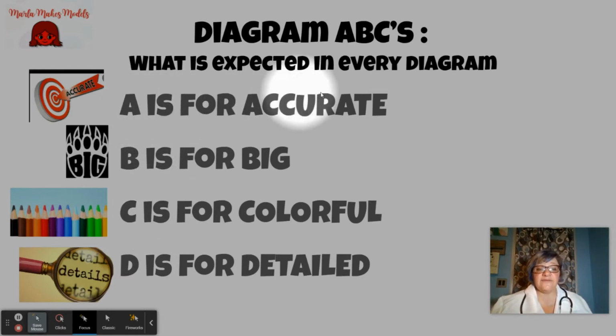So A is for accurate. That means it's correct. In this case, in this beginning, correct doesn't mean the right answer. It means correctly shows your thinking. B is for big. C is for colorful. And D is for detailed. Go ahead, take a moment, pause, and just fill in these underlined parts in your notes, and then we'll go over each one individually, and you can fill out the details.